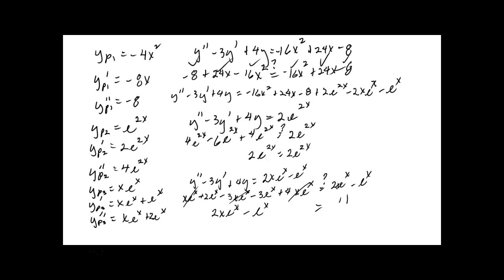If your g of x was all that mess over there, you know this particular solution satisfies the first three terms, this one satisfies the next term, and then this one satisfies the next two terms. Now this isn't a general solution, but your y is equal to the sum of all those.